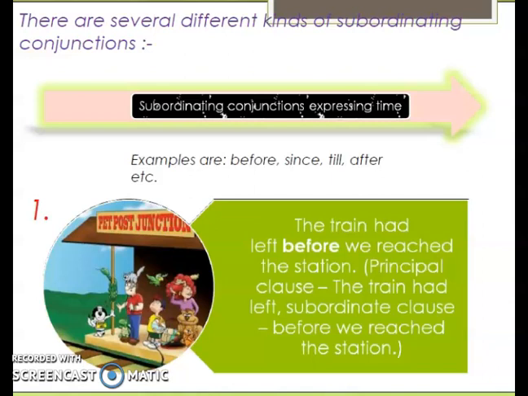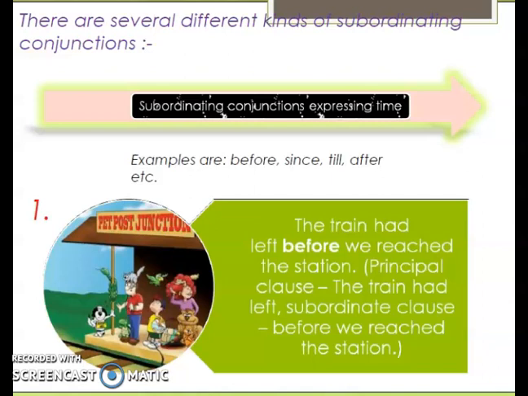First of all, we'll discuss subordinating conjunctions expressing time. For example, before, since, till, after, etc. Here is an example. The train had left before we reached the station. This sentence is divided into two parts. One is the principal clause, or you can say main clause, and the second is subordinate clause. The train had left. This is the principal clause, main clause, and the subordinate clause in the sentence is before we reached the station.